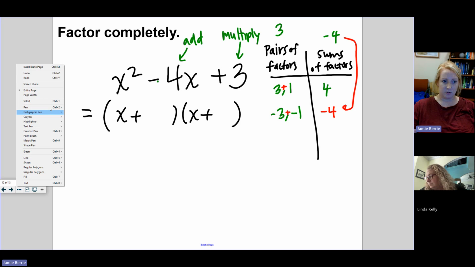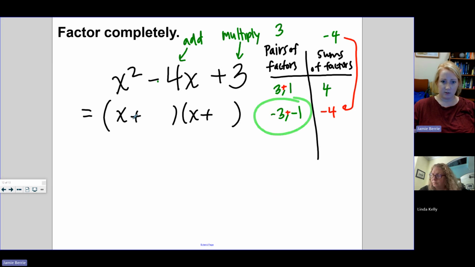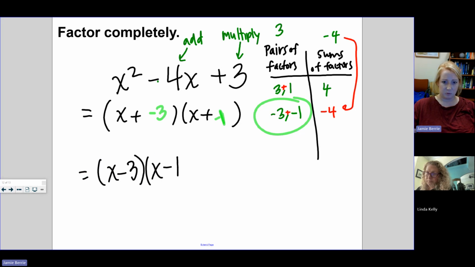So those are our factors, negative 3 and negative 1. All right, so I do need to simplify that. So that becomes x minus 3 times x minus 1.